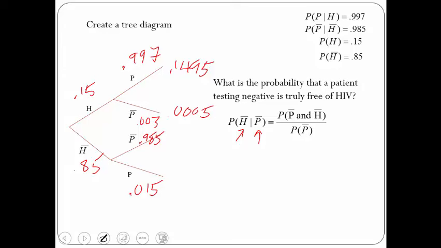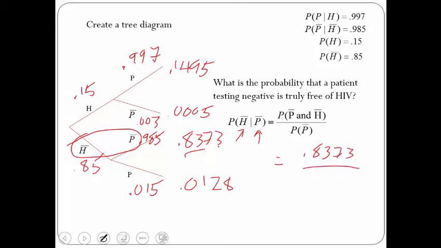We got 0.85 times 0.985, and that'd be 0.8373. 0.85 times 0.015, 0.0128. Okay, so now it's a matter of plugging and chugging. So the probability of not positive and doesn't have HIV. So here would be this group of people right here, and that would be 0.8373. All right, there's that number.